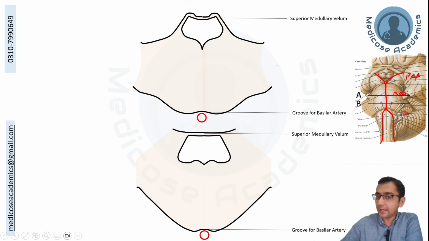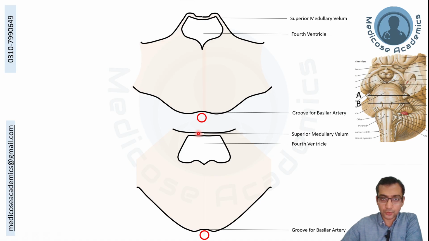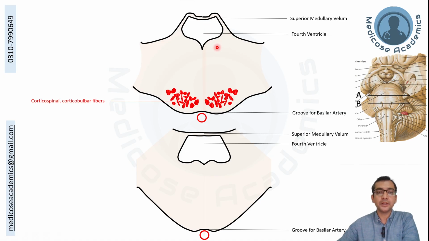So behind the fourth ventricle, this is superior medullary velum. Superior medullary velum is basically the part where two superior cerebellar peduncles join with one another, right? It's called superior medullary velum. You will see this thin bridge between two halves on either side of the fourth ventricle. This is superior medullary velum. As you already discussed, this is the fourth ventricle.